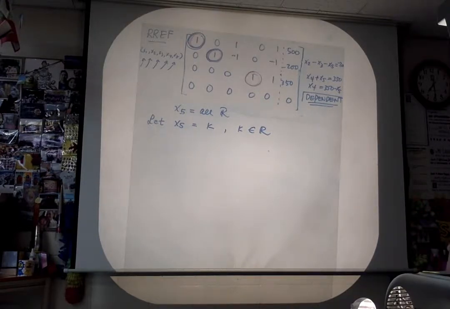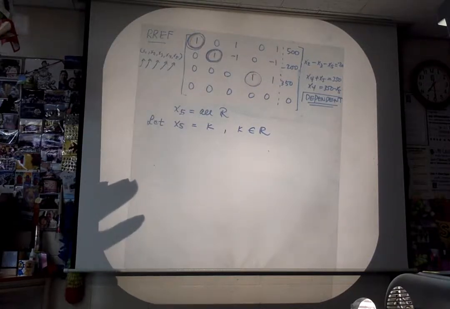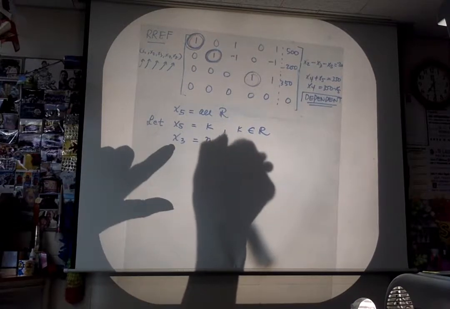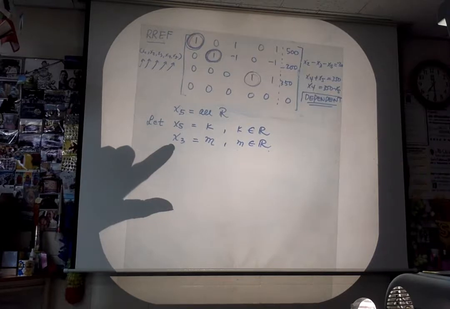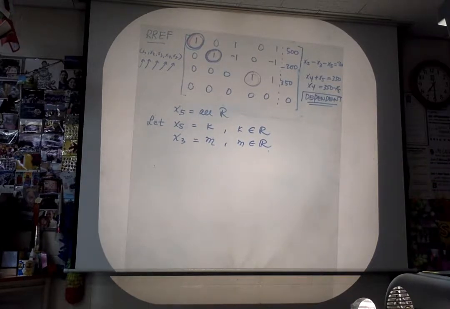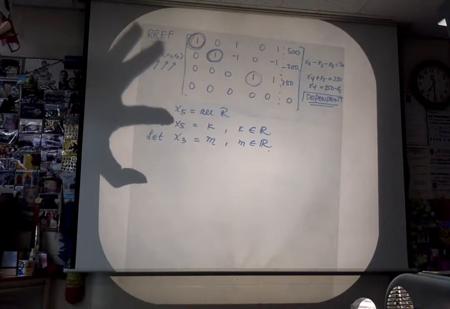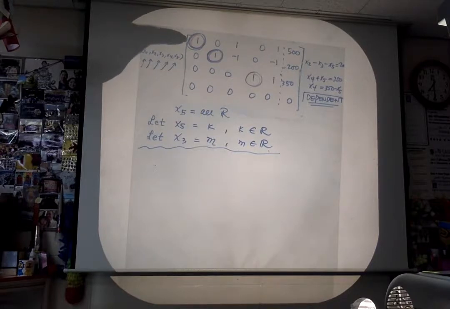But let's first discuss x3. x3 does not have a leading 1. So we're going to say x3 equals m, where m is also any real number. The first thing we're going to do is find the general solution, and then we'll do some explicit solutions, okay? So we're going to let x3 equal m and x5 equal k, all right? Let's start there.